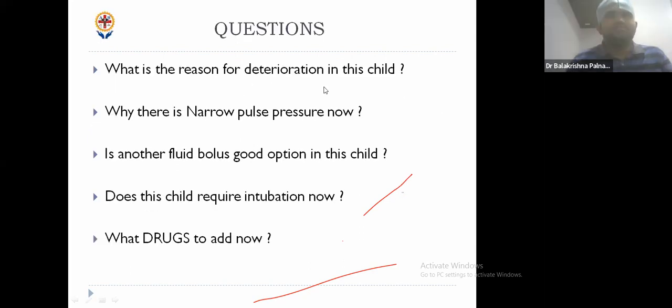So what is the reason for deterioration in this child? So definitely, as someone has answered, it is fluid overload. It can be cardiogenic shock. So why is there narrow pulse pressure? So what is pulse pressure? Anyone, before going into whether it is narrow or wide? What is pulse pressure?